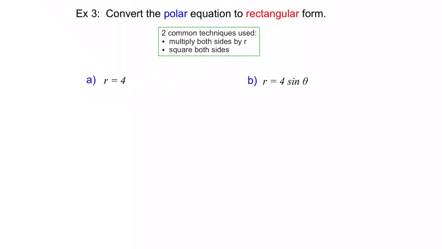There's two common techniques used. One is to multiply both sides by r, and the other one is to square both sides. So we'll kind of look at both of those techniques.